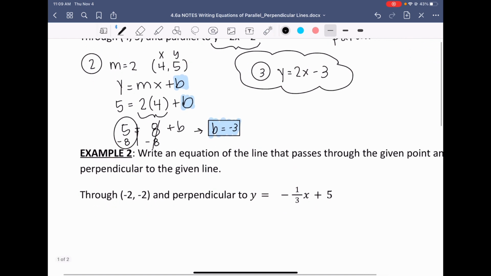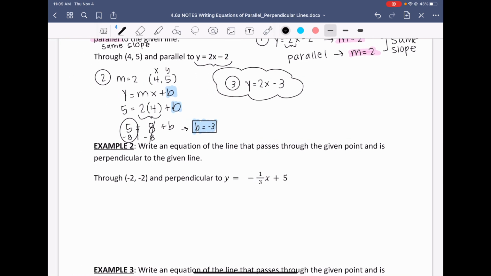All right. So now we're going to write an equation of a line that passes through a given point and is perpendicular. So again, you must know if you're writing a parallel line or a perpendicular line. Because we are writing a perpendicular line, we are going to use the opposite reciprocal. So that means we're going to flip the numbers and change the sign. Okay, so we're going to use this equation right here. We're going to use the m. So the m of this line is negative 1 over 3.